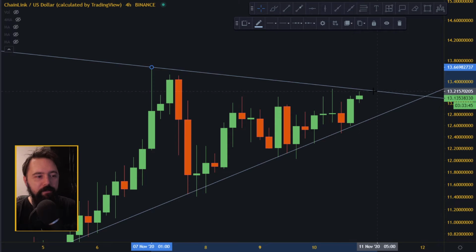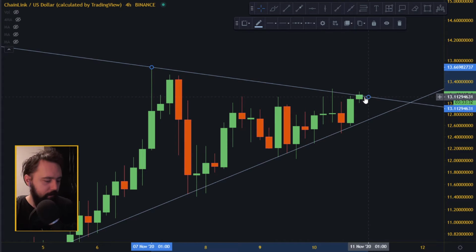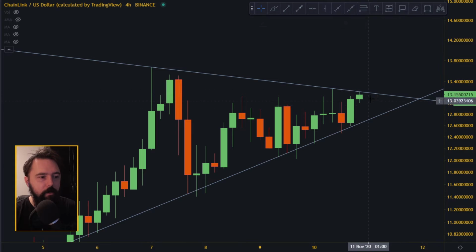I think it's after this candle over here, and even on the daily, so in 4 hours, after this candle close, it's gonna be next day close as well. So I think it's gonna break out on this candle over here. I'll also show you on the daily why I think that.